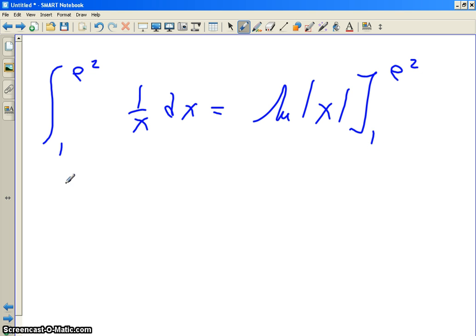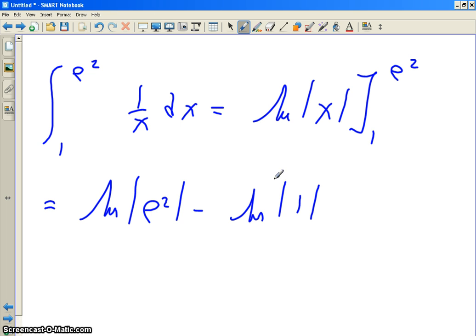So plug it in. ln absolute e squared minus ln absolute 1. ln of 1 is 0, right? What's ln of e squared? Well, what does ln do to exponents? Oh, 2 ln e. And what's ln e? 1. It's times 2, right. Okay? So that area is 2. Okay. Any questions how we arrived at that? Okay, goody. How about this one?